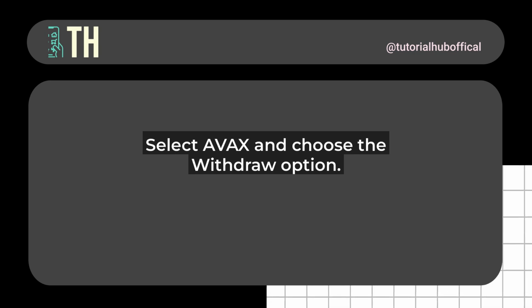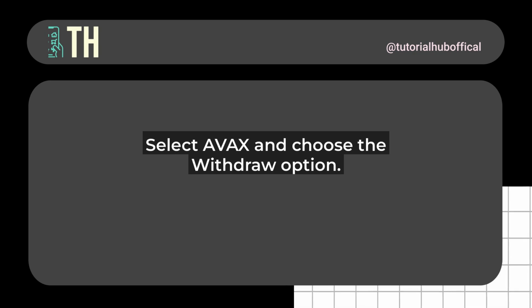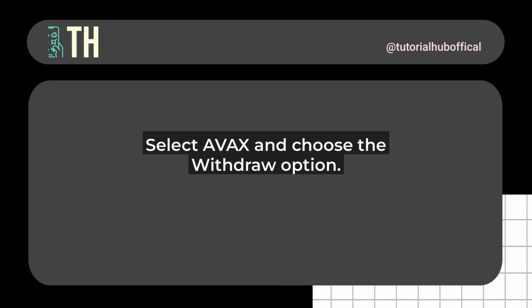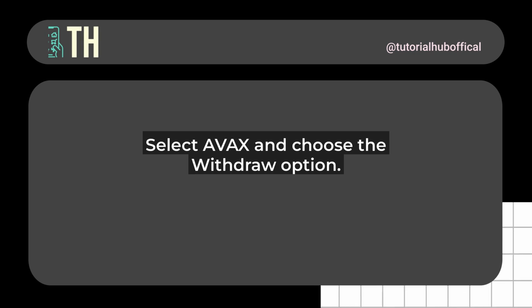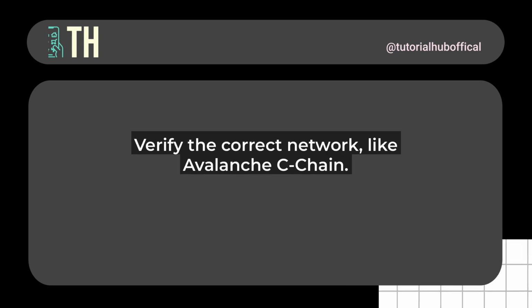You'll be prompted to enter the withdrawal details. Here's a key tip. Always select the correct network for AVAX. In 2025, the Avalanche C-chain is the most common, so make sure that's what you're using to avoid any transaction failures. Now, enter the recipient address from your Exmo account.